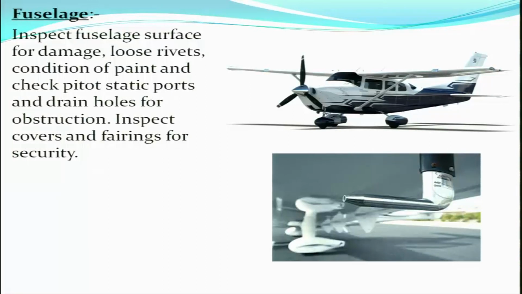As part of the 100 hours inspection, the complete fuselage surface, the fuselage skin, has to be checked for any damage, loose rivets, and the condition of paint all over the fuselage. The pitot, this is your pitot tube here, you need to check the security of attachment of the pitot tube. The static holes are to be checked and all the drain holes are to be checked for any obstruction. The covers and the fairings are also to be inspected for security.